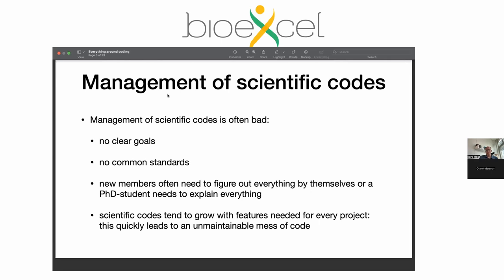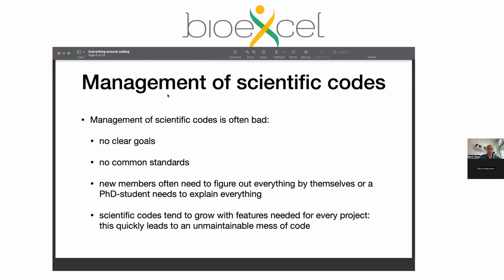And still now, very often when a new member gets into the team and needs to use a code, they need to figure out everything by themselves, or find a PhD student that has done a lot with the code and can explain. That's not a good situation in terms of knowledge transfer, and it takes away a lot of time, both of the new people coming in and of the people who have to explain everything. So very inefficient. And it could actually be that code gets lost, I mean, unusable if there's no one that knows about it anymore.